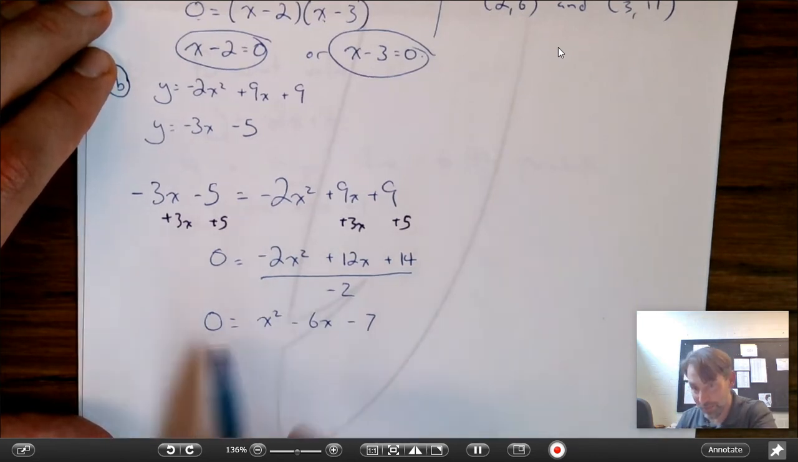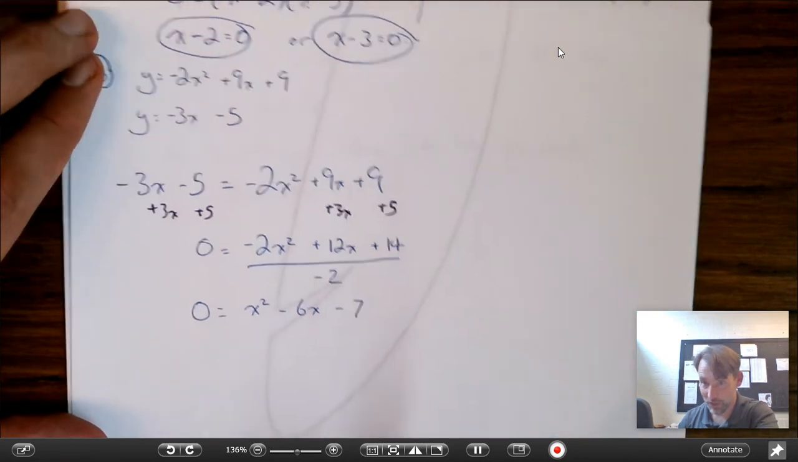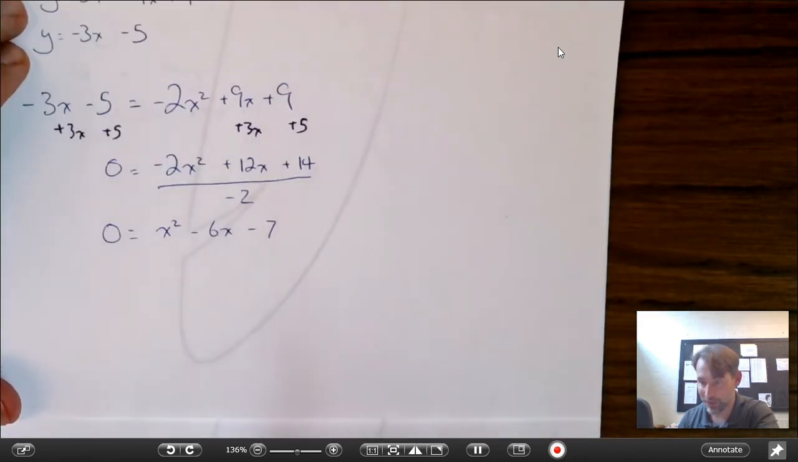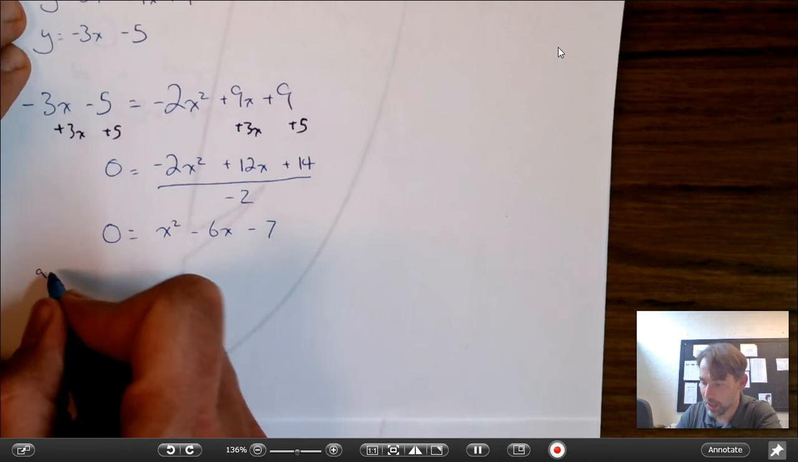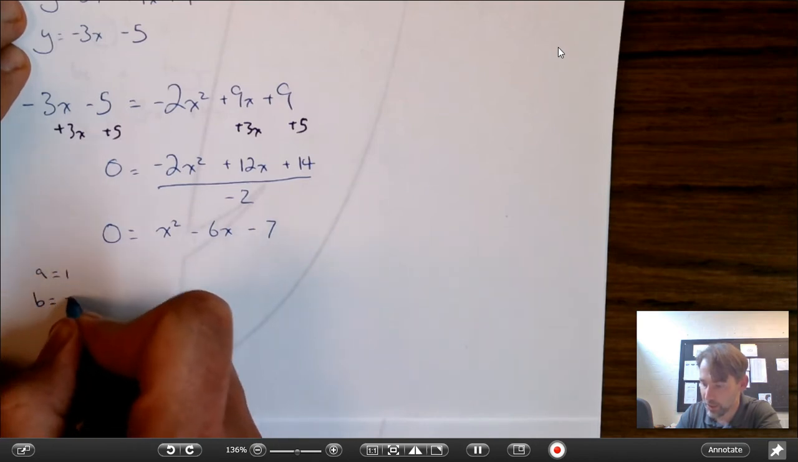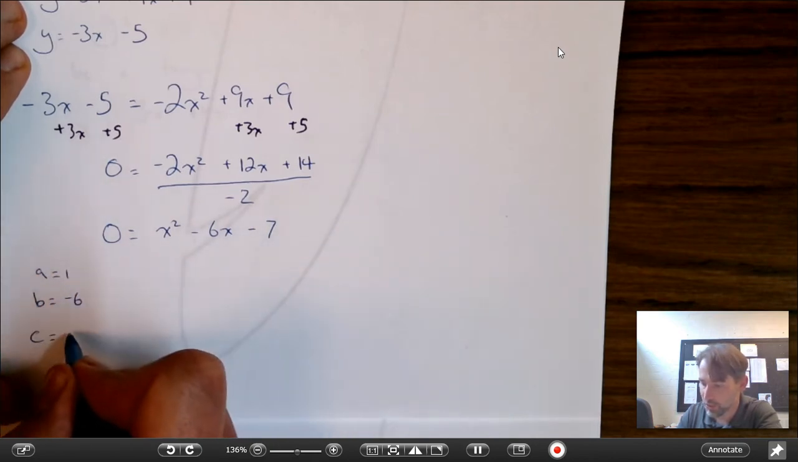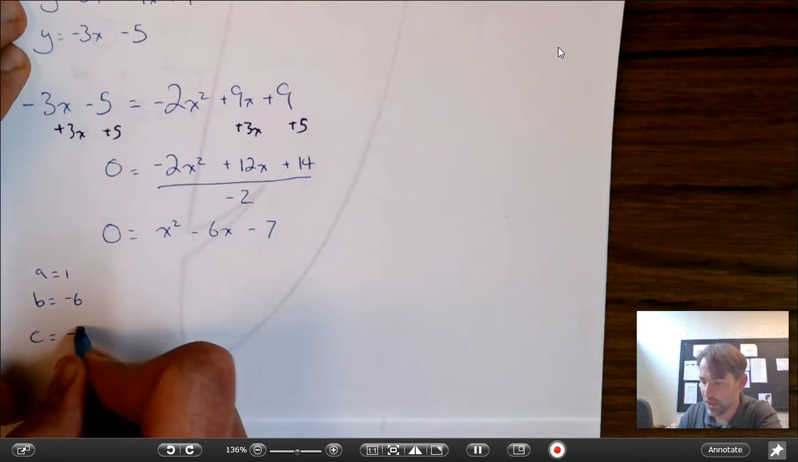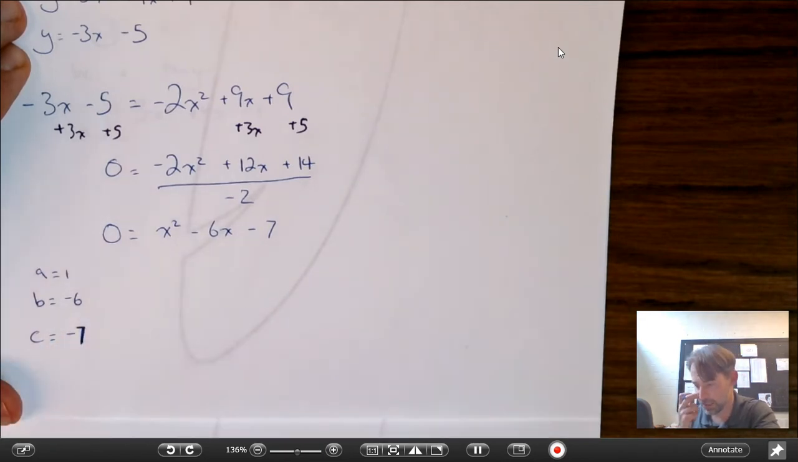If I can't factor it, I can still use the quadratic formula. So I'm going to use the quadratic formula anyway, just to show you you can do it. A is equal to 1. B is equal to negative 6. C is equal to negative 7. And this should output values of 7 and negative 1. Yeah, 7 and negative 1 should be the values that I get here.